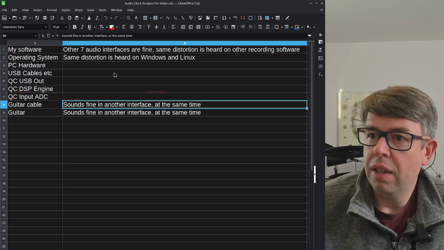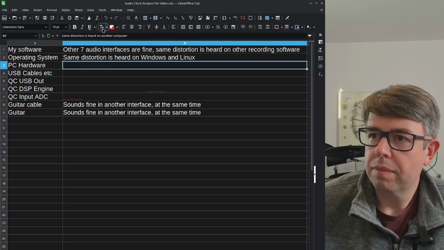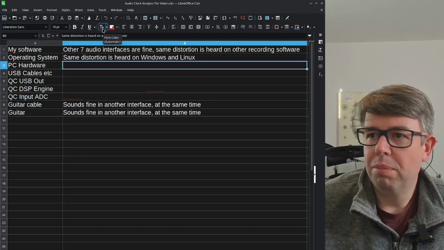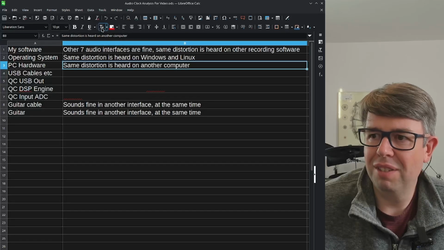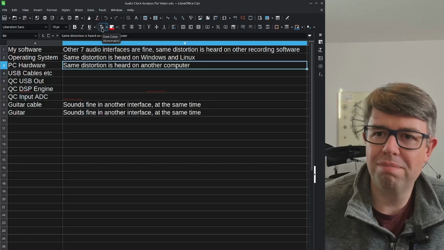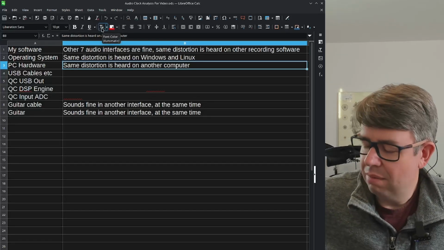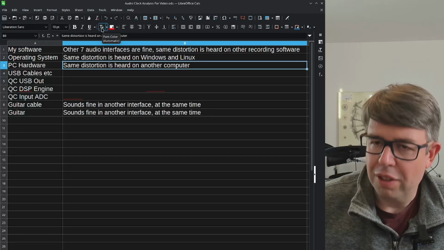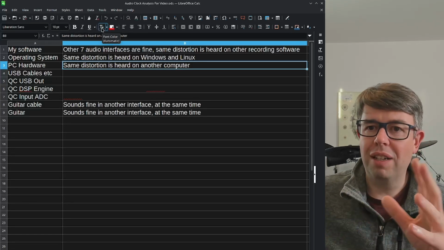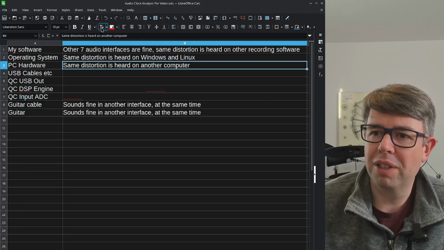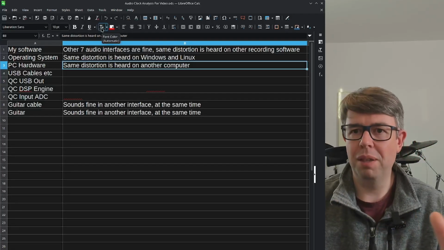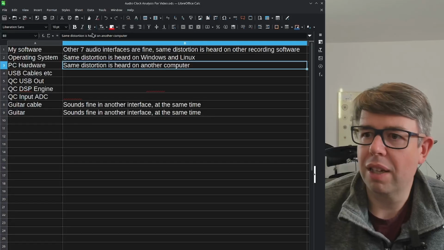Now, simple to eliminate the PC hardware is a little bit annoying. It was go and get another computer, test if you hear the same distortion. Yes, I do. So this is for the PC hardware, like as a gross, wholesale thing, not specifically the USB parts of it. We will come on to that.